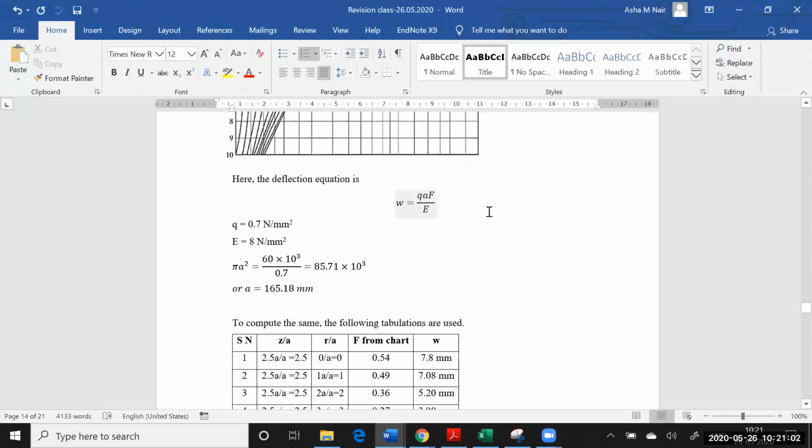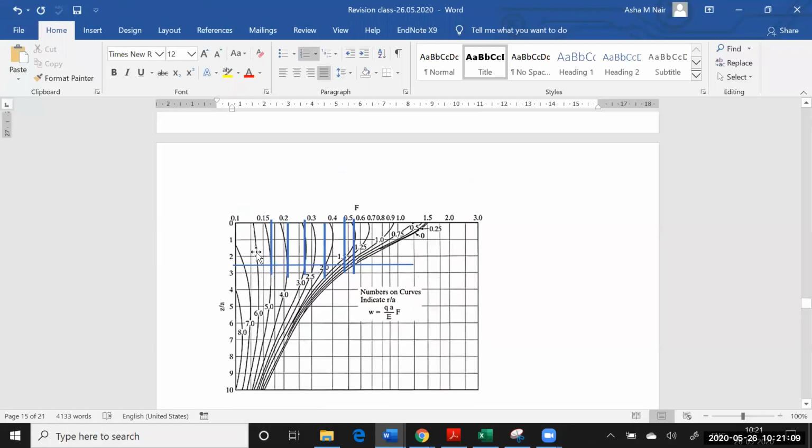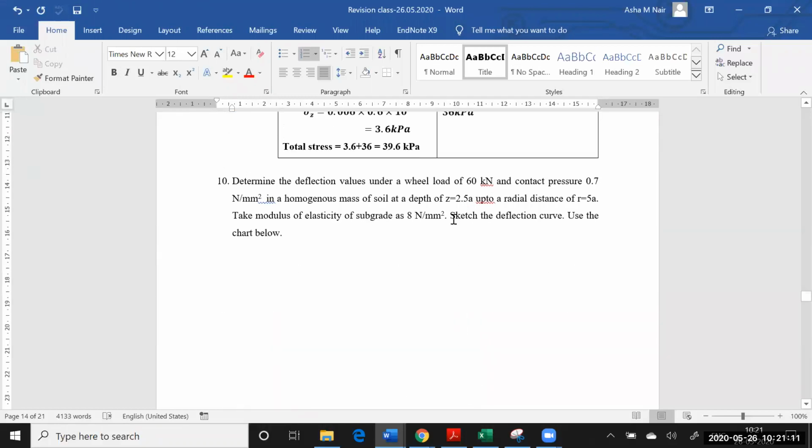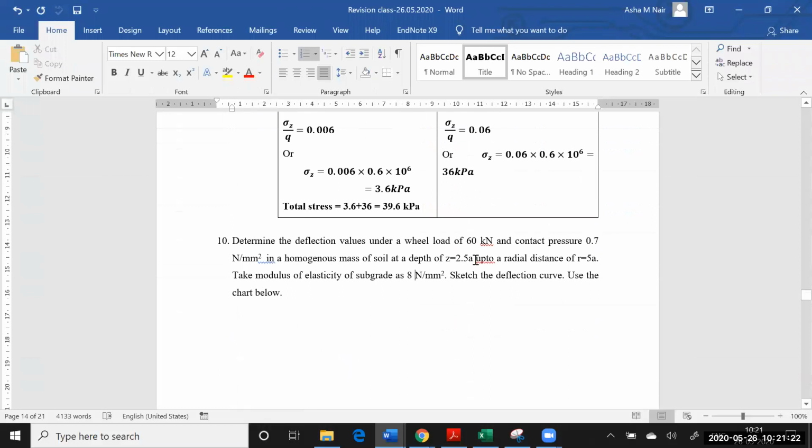So what I did is, I made a tabular column like this: serial number, Z by A. What is Z by A? Z is nothing but 2.5 A, right? So 2.5 A divided by A, which is nothing but 2.5. So this is constant throughout. Am I right? Now, what is the radius? They have asked you to find out for R is equal to 5A.